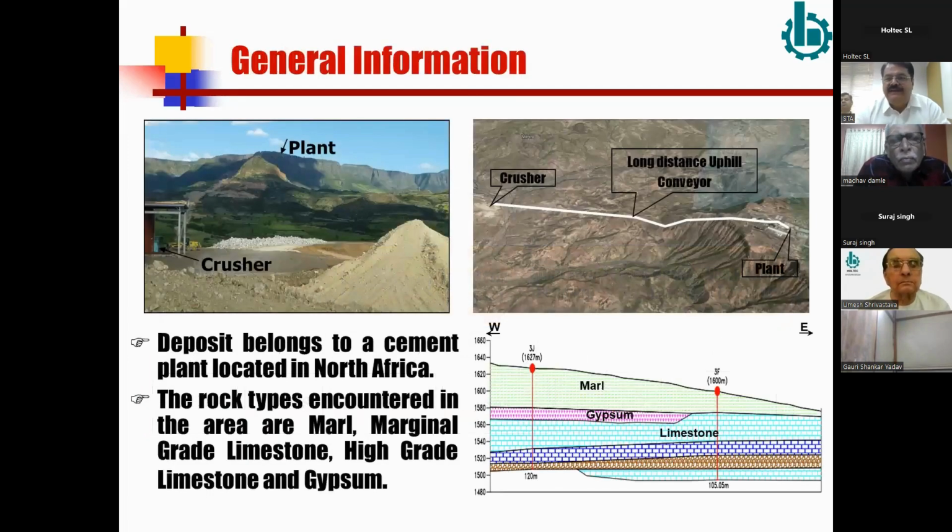Now we will take up a case study. This deposit belongs to a cement plant located in North Africa. As you can see from the section, the rock types encoded in the area are marl on the top, then there is a layer of gypsum in between. Then we have limestone, two types. The top one is marginal limestone and the bottom one, dark blue color, is high-grade limestone. You can see the crusher is distantly located from the plant and it is connected by a long distance uphill conveyor, which is about 7.5 kilometers long.